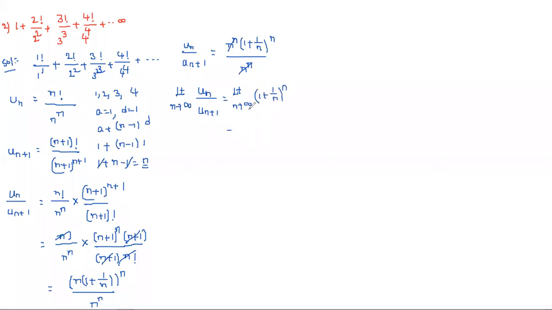So this is nothing but what? By using the limits formula, (1 plus 1 by n) whole power n is nothing but e. So the e value is 1 point something, which is greater than 1. So simply we write, by ratio test, summation un, or summation n factorial by n power n, is convergent.